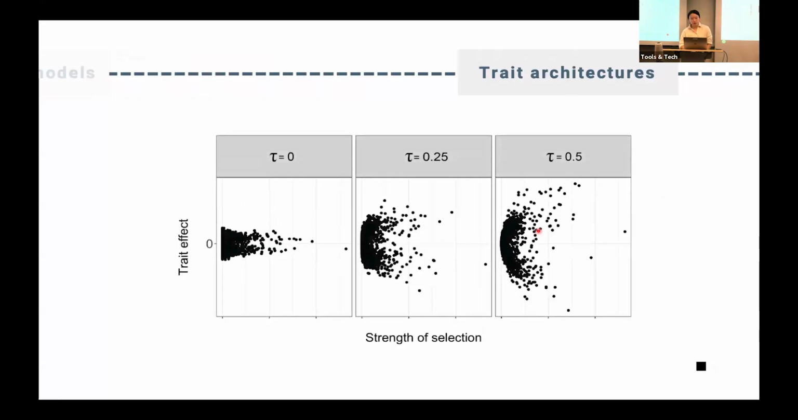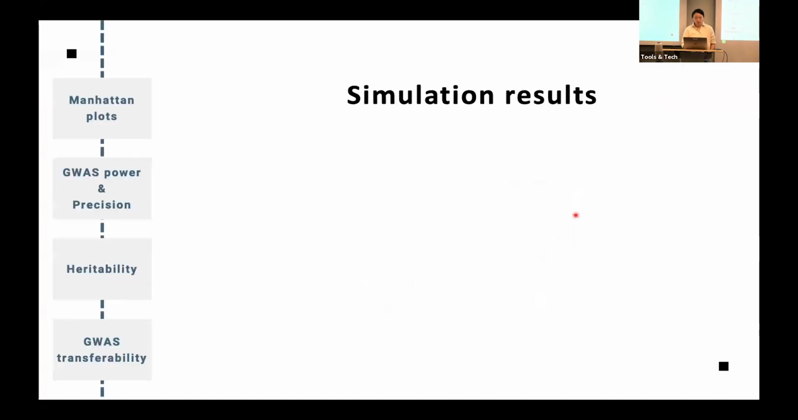So now on the trait architecture side, we explore these three different tau values. So when there's no correlation between effect size and fitness, slight correlation, and then a stronger correlation for the tau of 0.5. Okay. So now that I've gone over the simulation setup, I wanted to share what kind of analyses we can do with this sort of simulated GWAS result.